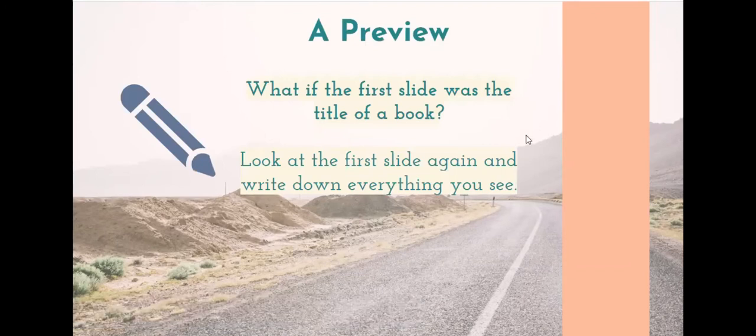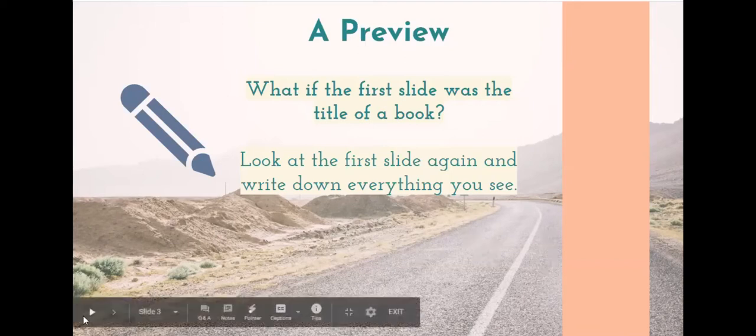Now we are going to make a preview. So what I'm going to do is give you 3 minutes to look at the first slide where the title of the book is. So look at the first slide again and write down everything you see, any words you see, any images or pictures that you see. I'm going to give you 3 minutes to do this. So take that pen or pencil and the piece of paper and begin just writing down all of the things that you see. So I'm going to go ahead and put the first slide up again. And let's begin.